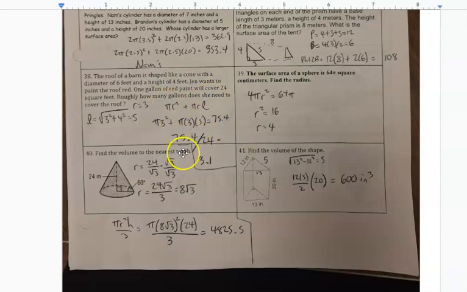All right, now it wants to know how many gallons does she need. Well, you would do the surface area divided by how many square feet a gallon of paint can do. You end up with about 3.1. So it needs about 3.1 gallons of paint.